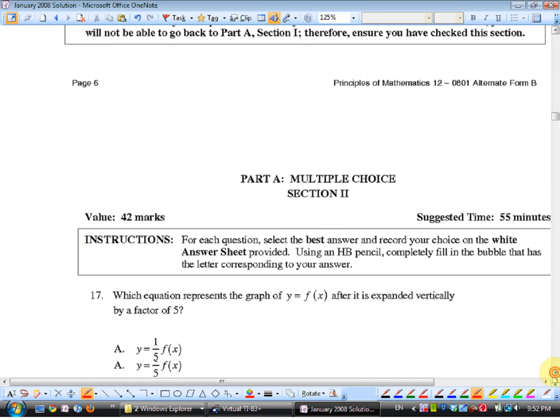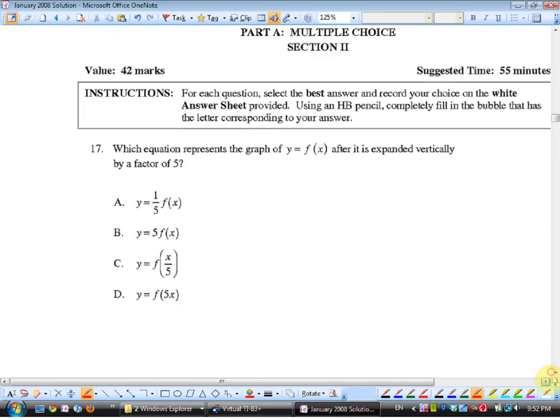Now we move on to the calculator section, although a lot of these you can do without a calculator. So when you're writing the provincial, don't stop. Move on. Which equation represents a graph of y equals f of x after it's expanded vertically by a factor of 5? That one there. Not there. Next to the x is horizontal, so those are definitely wrong. And I told you everything's backwards, so if you put this next to the y, it'd be a 1/5, but it's been moved over here. B.